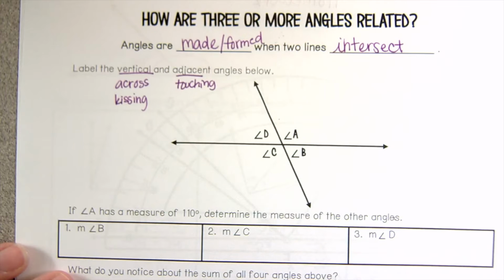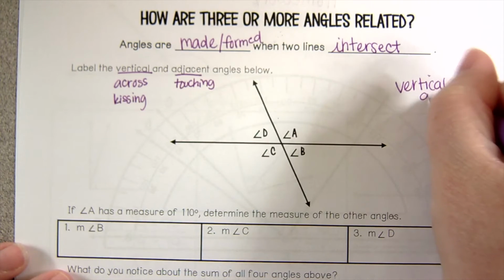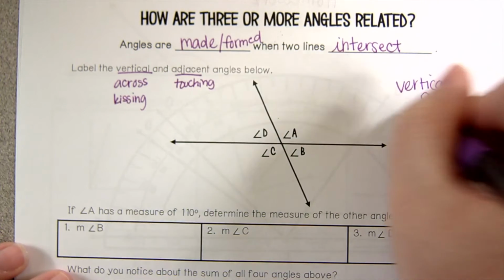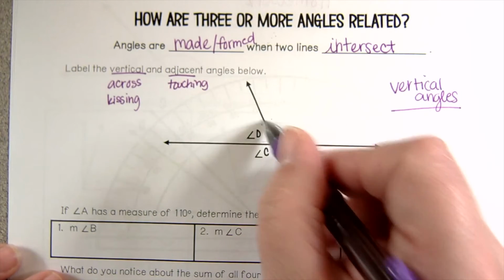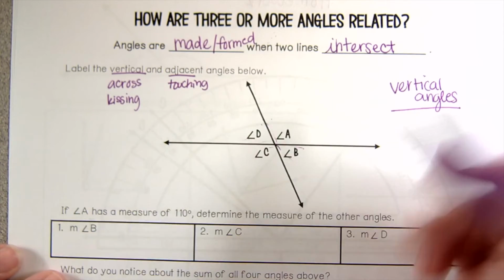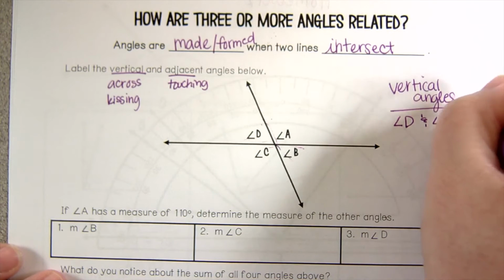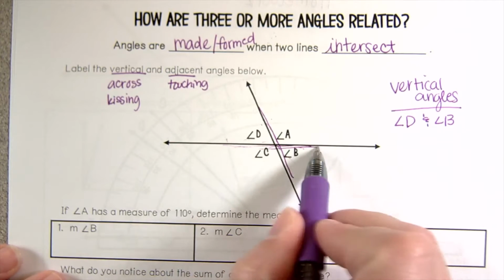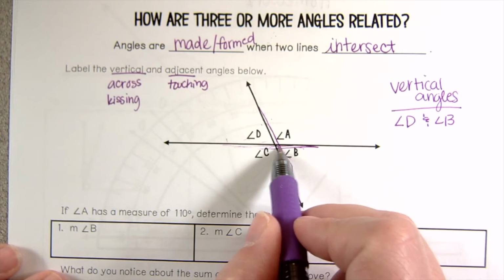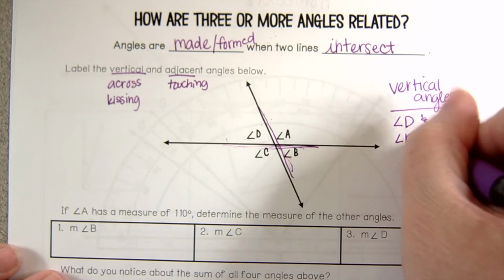So first, if we list the vertical angles, an example would be angle D and angle B. Those two look like they are kissing each other. They share the same two lines. They are across from each other and share the same two lines. What's the other set of vertical angles? Angle A and angle C.